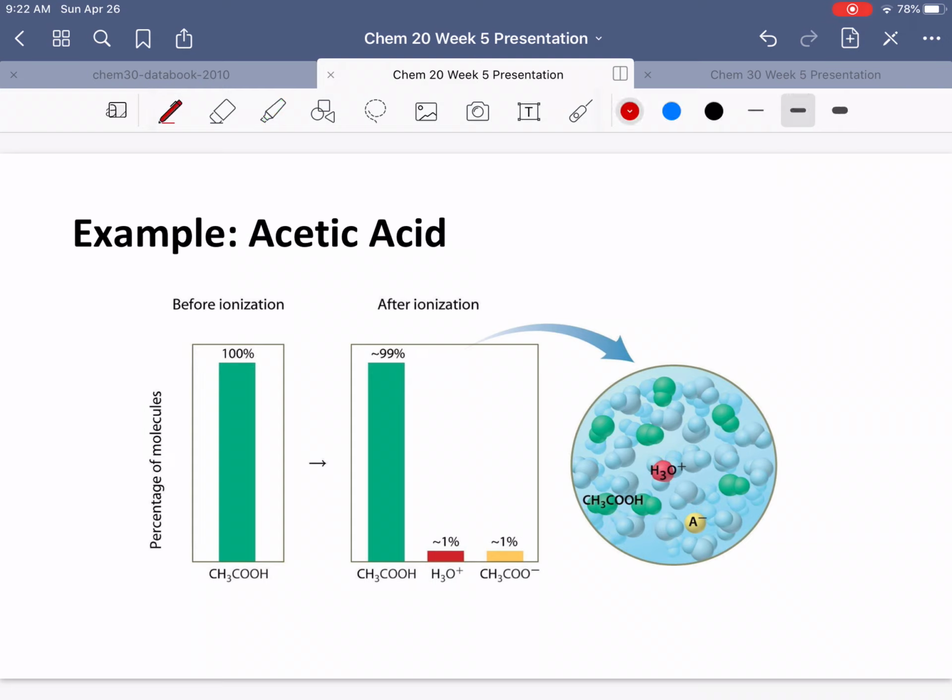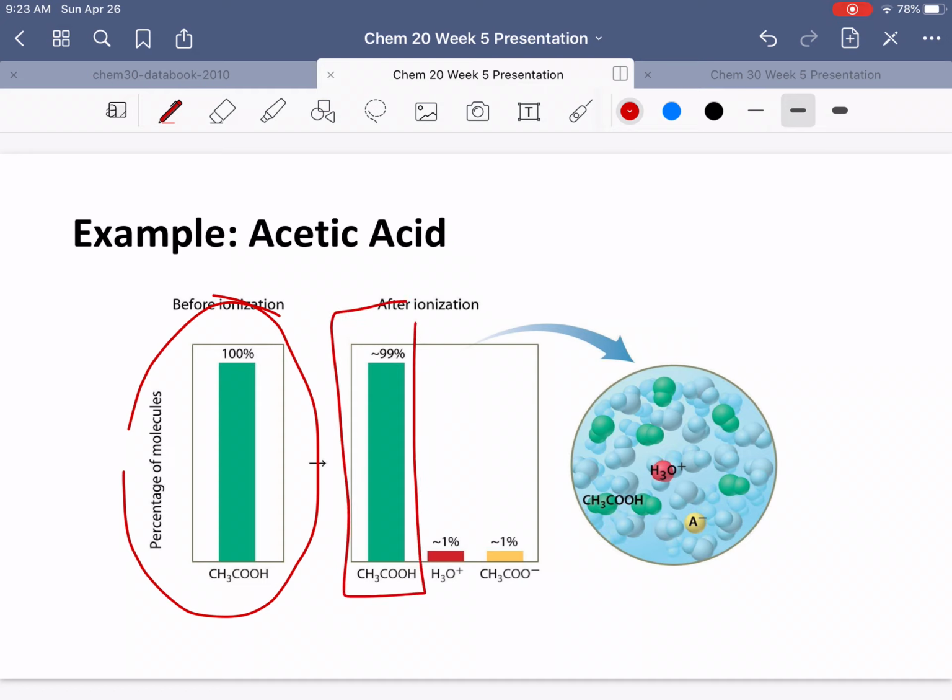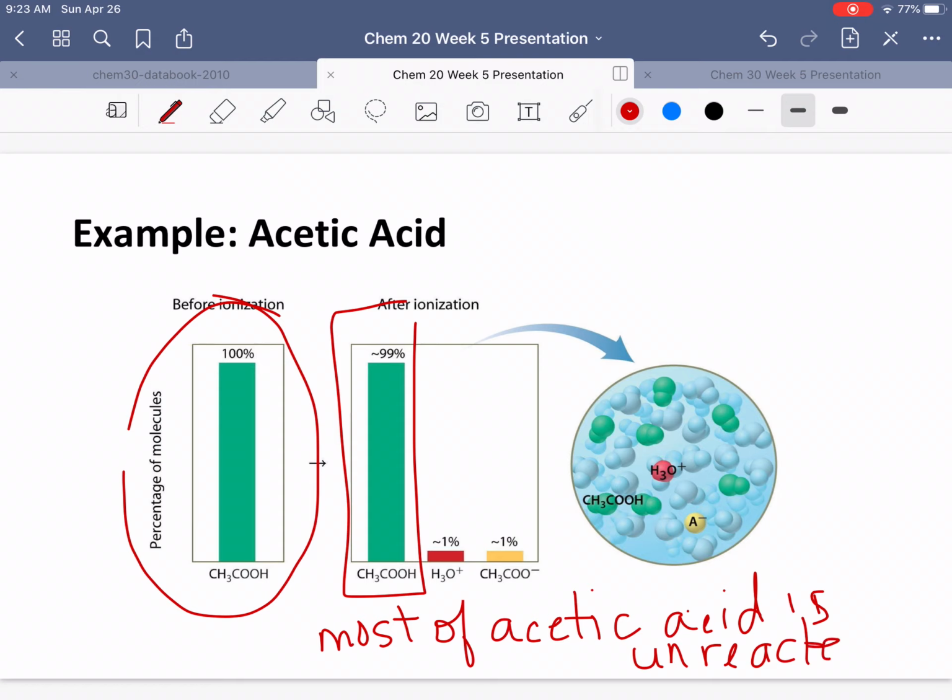And of course, we still start with the entire acid. This is acetic acid. But notice afterwards, there's a massive amount of acid still unreacted. So most of the acetic acid is unreacted. It didn't ionize, which means we end up with a very low concentration of hydronium and a very low concentration of acetate. Think about the logic of this, guys. If you don't have very many ions present, how could you make a light bulb as bright?